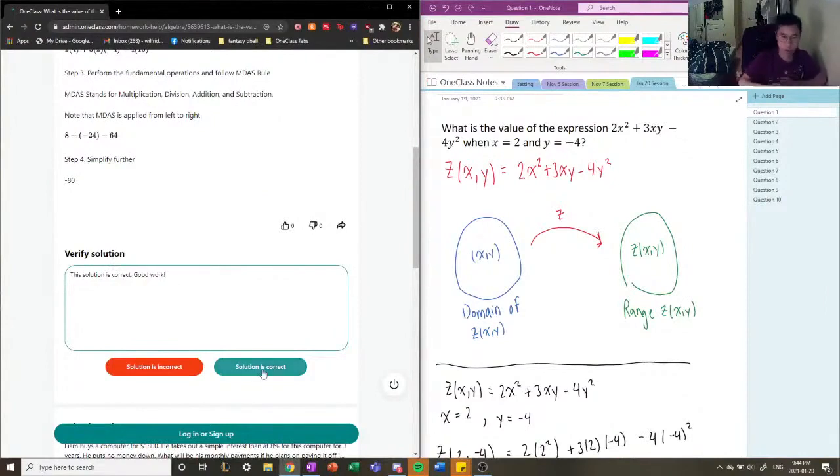And one more time, let me just illustrate it through my diagram here. If we had a value pair of 2 and negative 4, that means that the function z mapped 2 and negative 4 to a value negative 80.